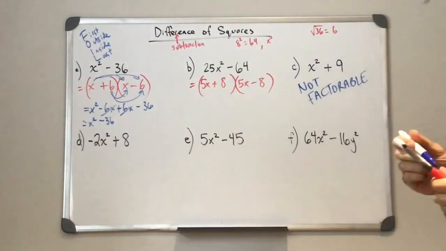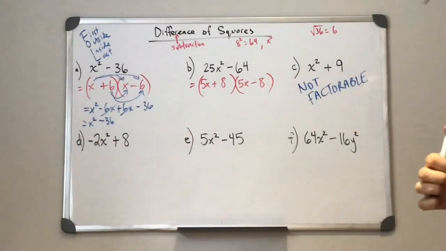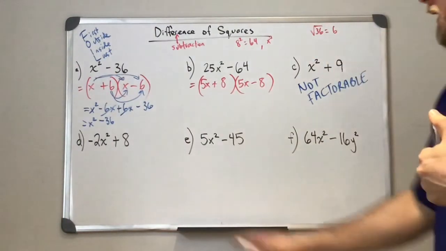And looking at this, there's no common factor as well. So there's nothing, no number we can take out of those two terms. So that one's done. Don't even worry about it. Let's look at this one here.